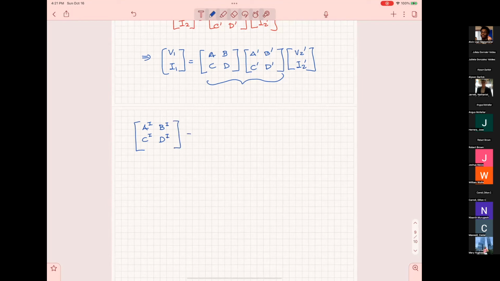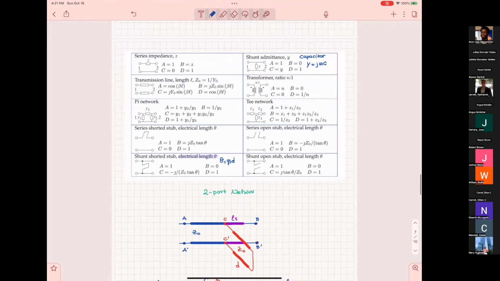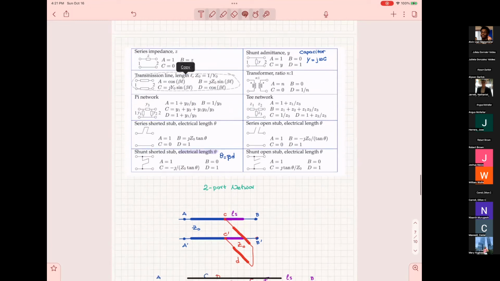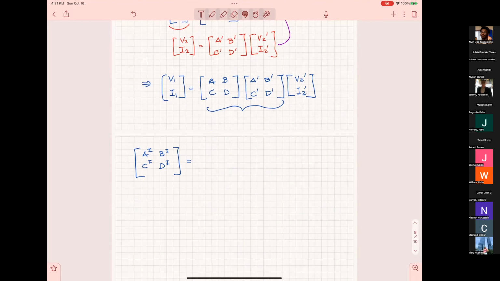The first one is a section of a transmission line. So I look at this. Where is a section of a transmission line? Here. All right, that shows a section of a transmission line. However, before I plug in there, or the whole thing, let me write it down and then I will simplify it. So that is for the section of line.